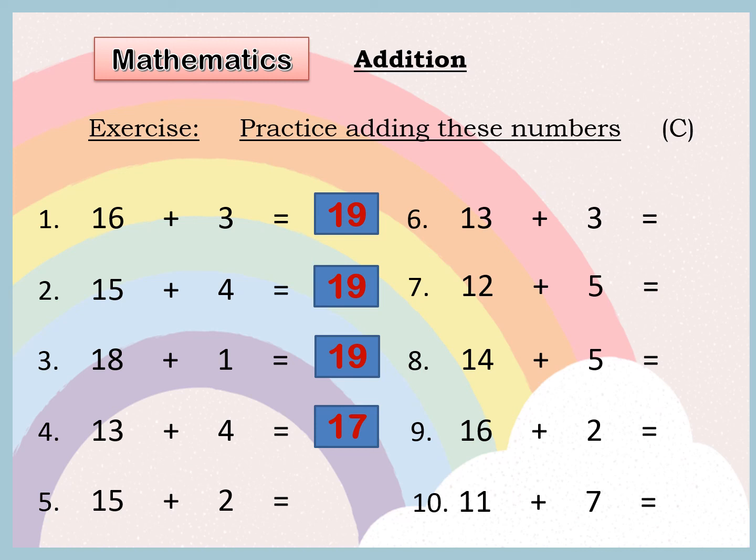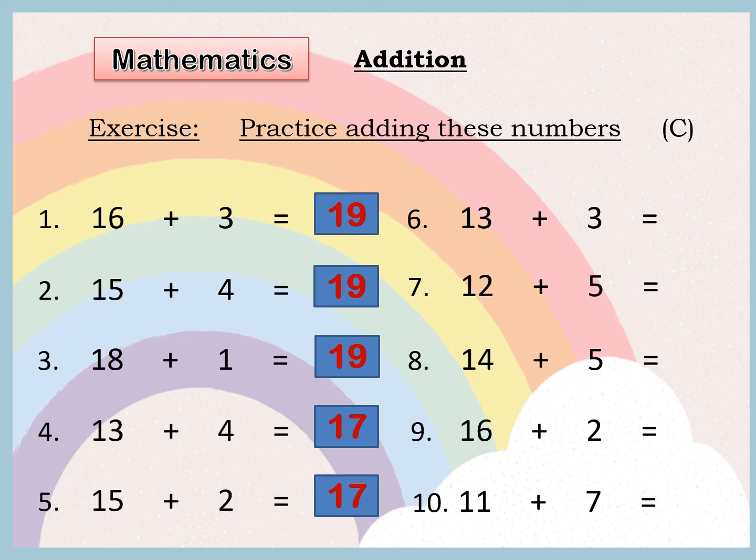Which digit is bigger? 15 is bigger than 2. So 15 plus 2, 2 on your fingers, 15 and 2, 15, 16, 17. So what's the answer? The answer is 17. Let's proceed to number 6.